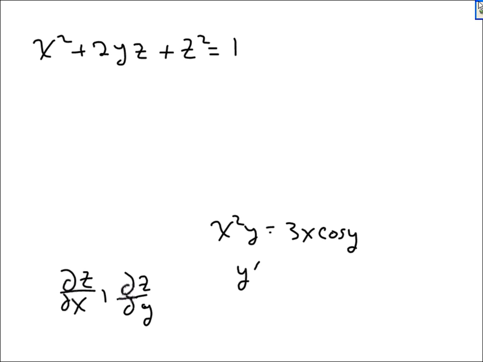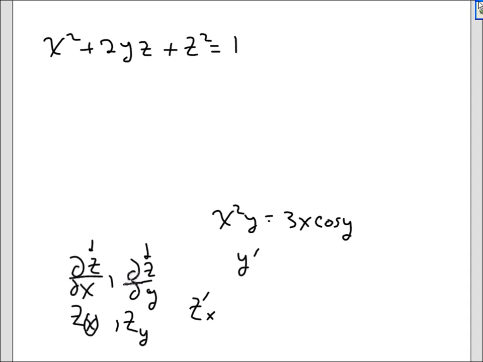Now, in 3 dimensions, they want you to find z primes. But since there's different letters, it's z sub x. That's like z prime, but I'm telling you with respect to what letter. And here's another z prime, but we have to say with respect to y. So we just don't write z prime sub x. It's redundant. It's understood that when you see that little subscript x, it means derivative. Okay, so first, we're finding dz dx.